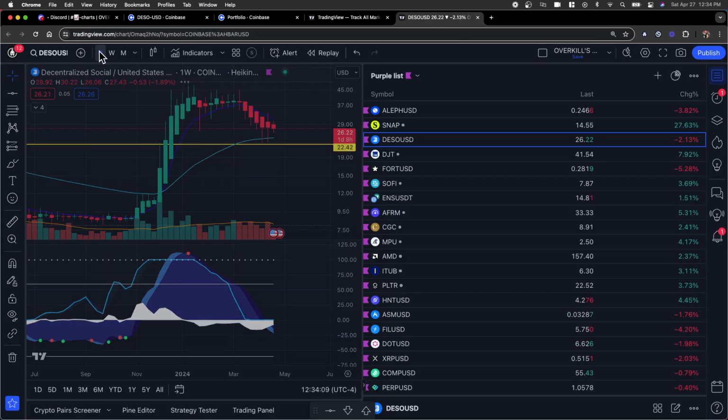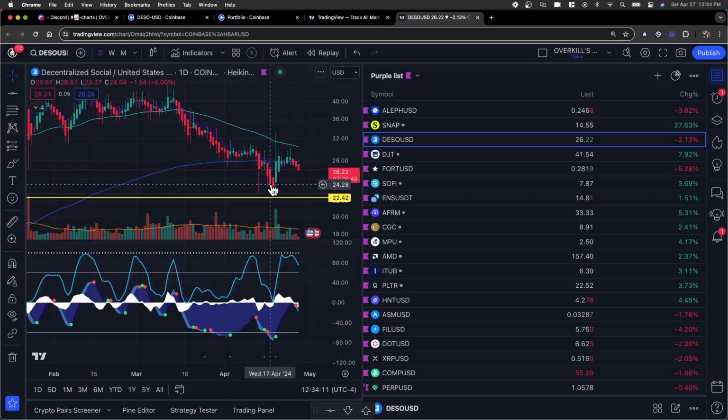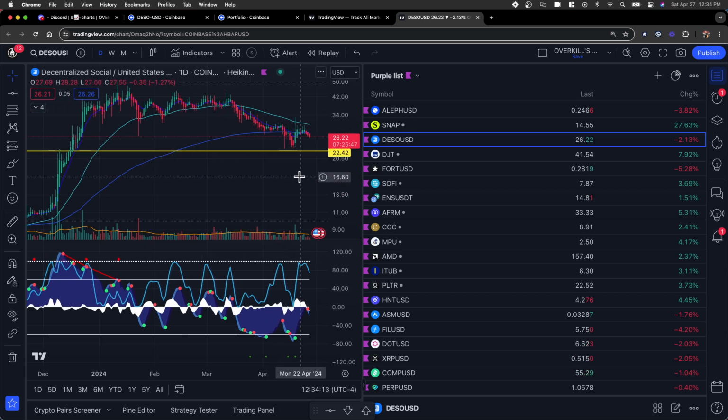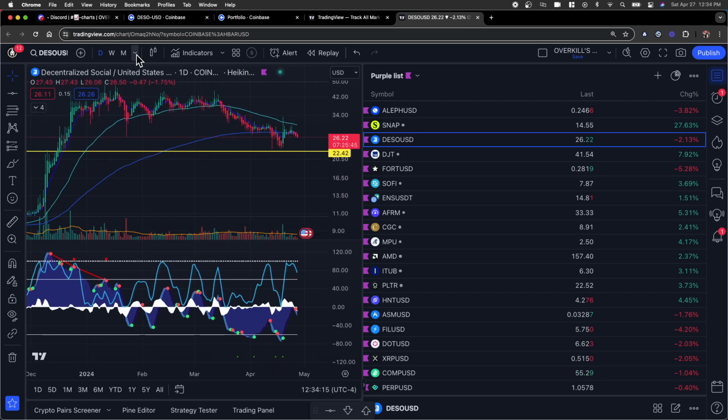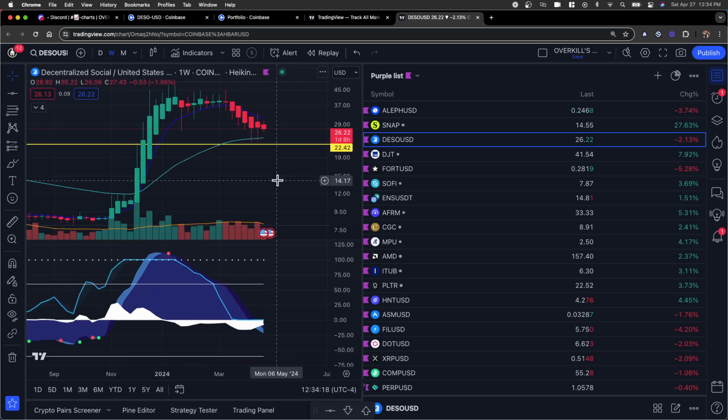What's the daily look like on DSO here? Getting rejected a little bit. So yeah, 22 needs the hold, folks. 22 absolutely needs the hold on DSO. And again, you could be absolutely sure. You don't have to take a position right now. It's not against the rules. But the green dot will be the absolute confirmation when it comes.